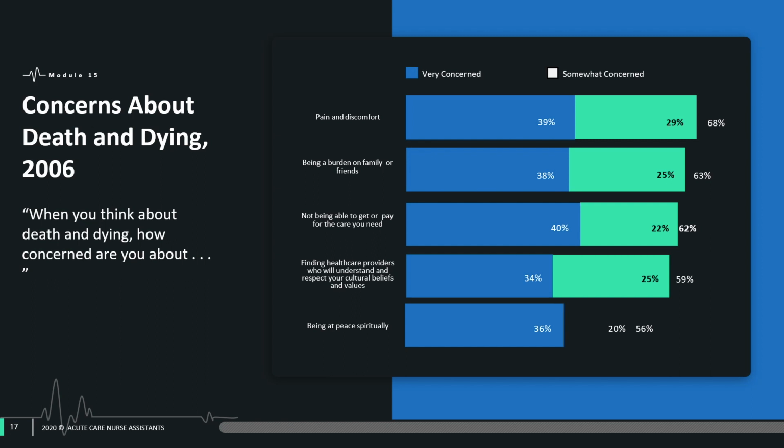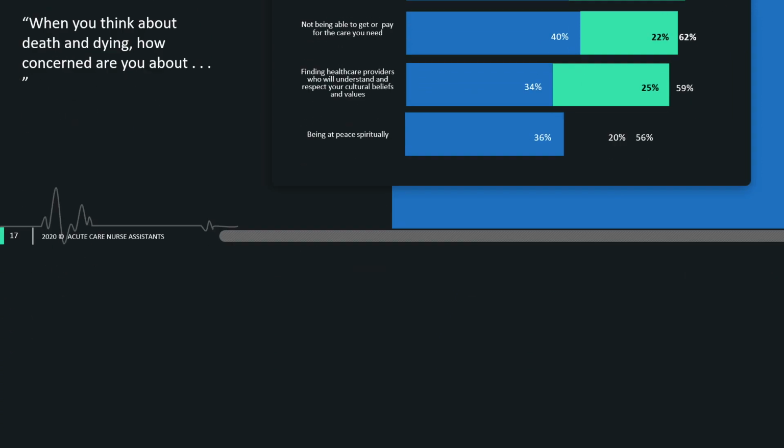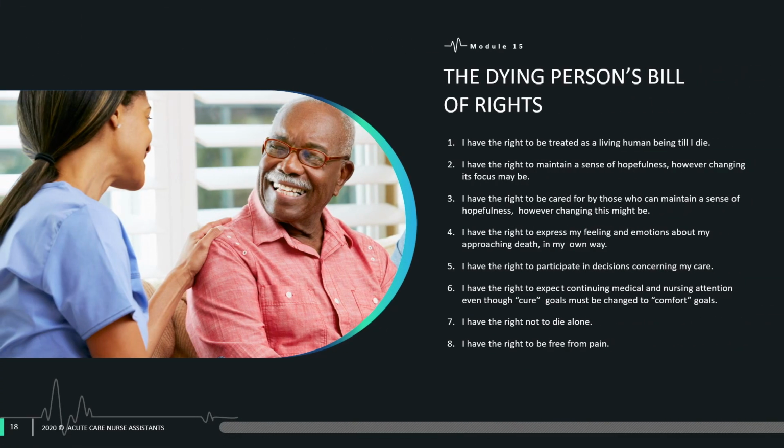When you think about death and dying, how concerned are you about the dying person's Bill of Rights? I have the right to be treated as a living human being until I die. I have the right to maintain a sense of hopefulness, however changing its focus may be. I have the right to be cared for by those who can maintain a sense of hopefulness, however changing this might be. I have the right to express my feelings and emotions about my approaching death in my own way.